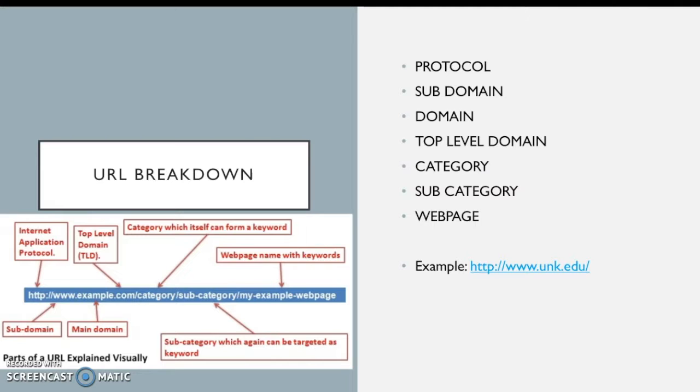Next is the top level domain. This tells you more what type of website you are viewing. So .com is typically a commercial website. .edu is education. .gov is a government website, and so on and so forth.